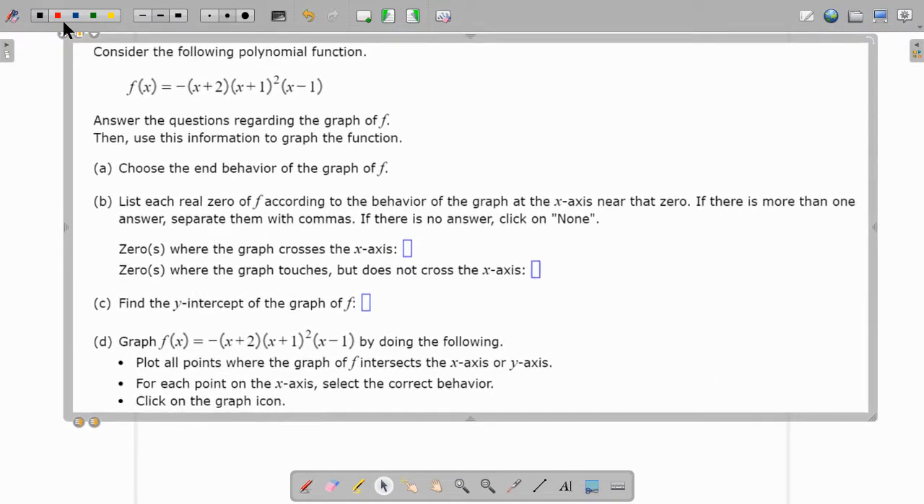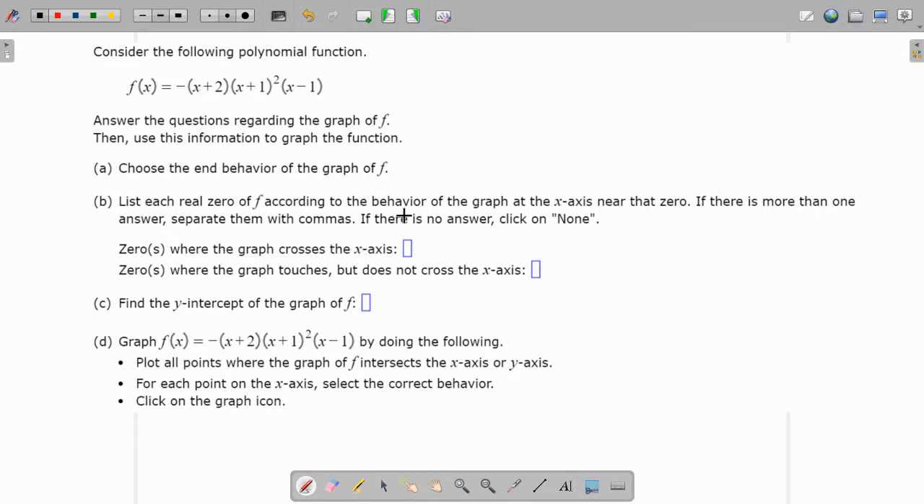Okay, so hopefully most of the part is good. All right, so end behavior. Instead of writing f of x, I write y. So we need the negative, we need the x, we need the next one's x squared, and then we have an x.